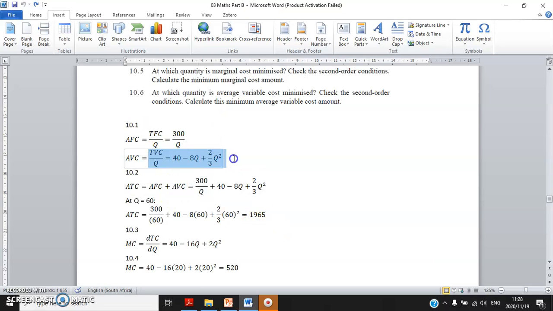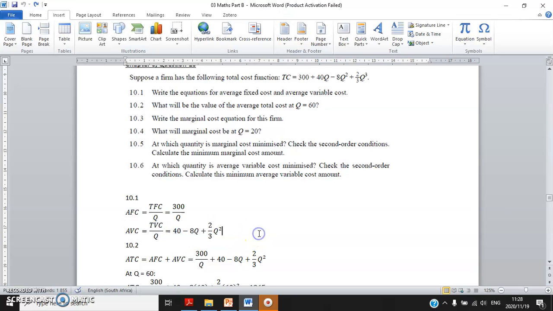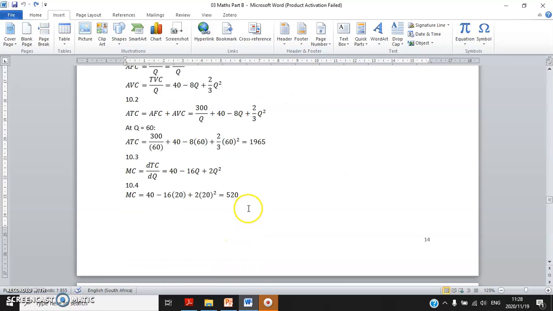And then average variable cost is total variable cost divided by q. So it means in each term, this is my total variable cost. We must take out the fixed cost at 300. So this is my total variable cost. And then divided by q, it means in each term we have a q falls away. This is why your average variable cost gives you 40 minus 8q plus 2 over 3q squared.